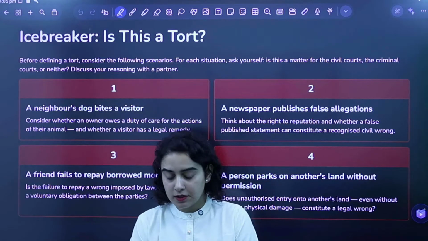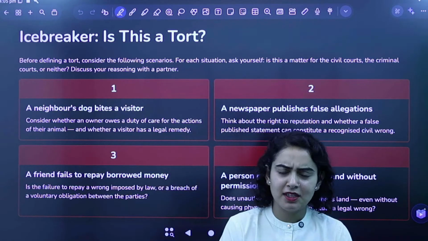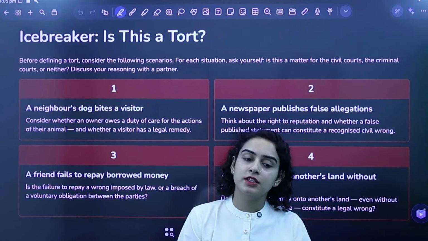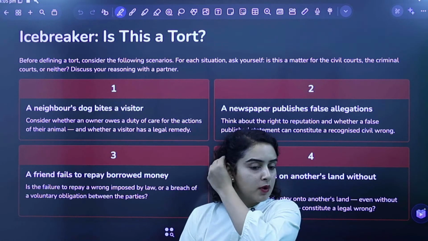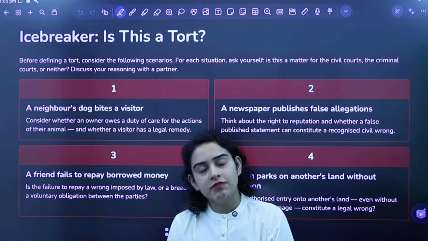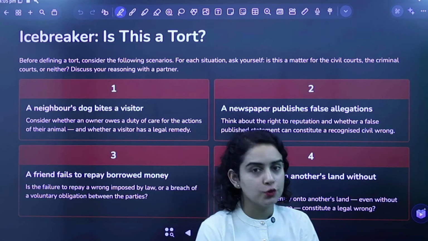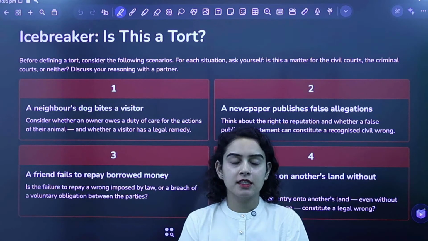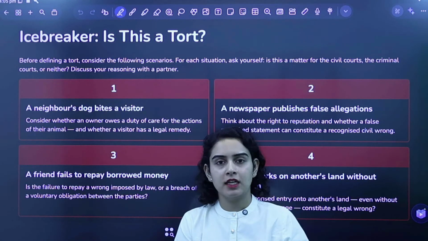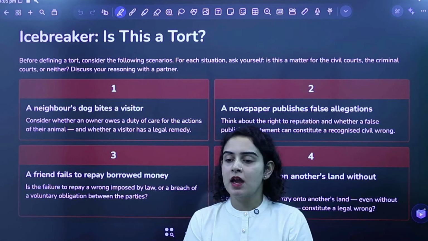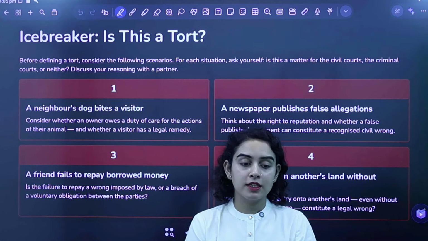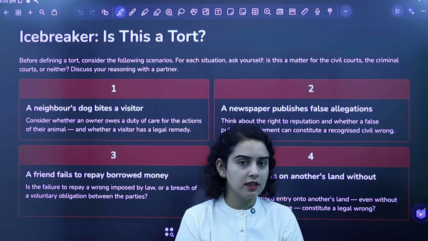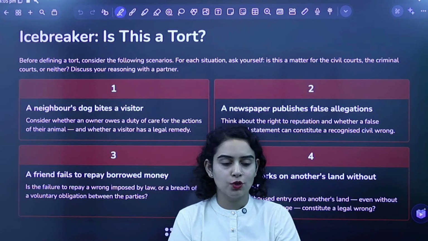Now we are here because we have to understand something extremely important about your legal reasoning section, one very important topic, which is law of torts. I know for a fact that you're aware that it is one of the most important areas to prepare for CLAT UG, and it is also going to be one of the very first subjects that you will study whenever you join your law school.